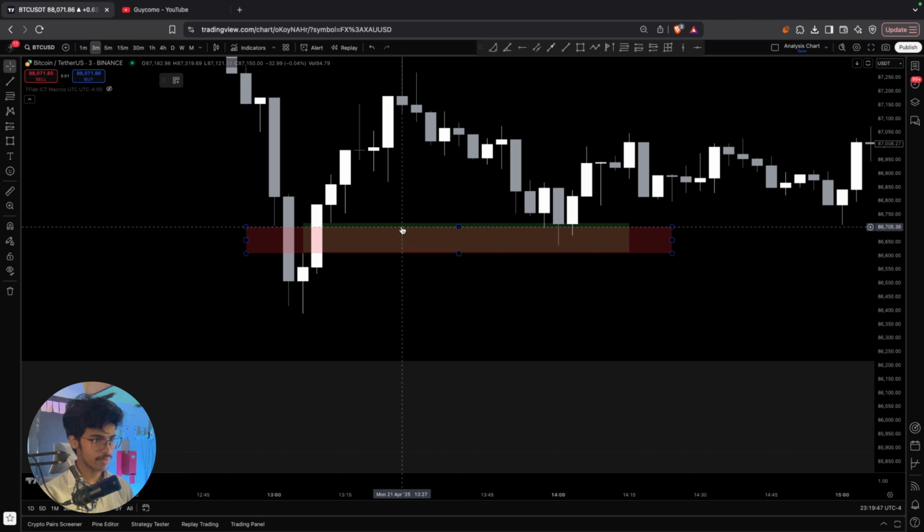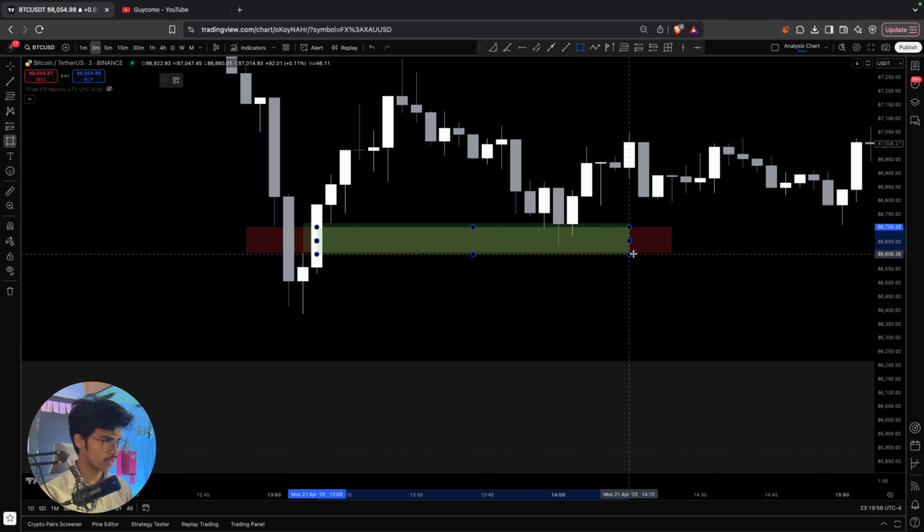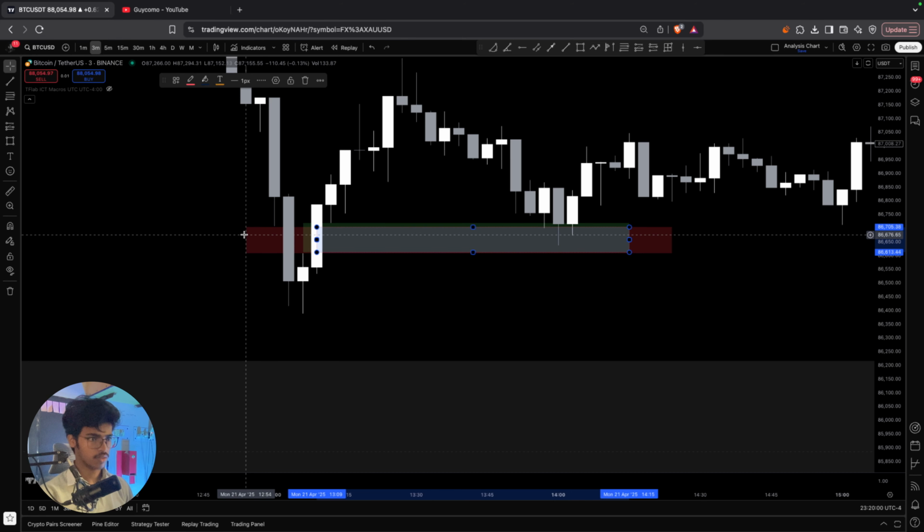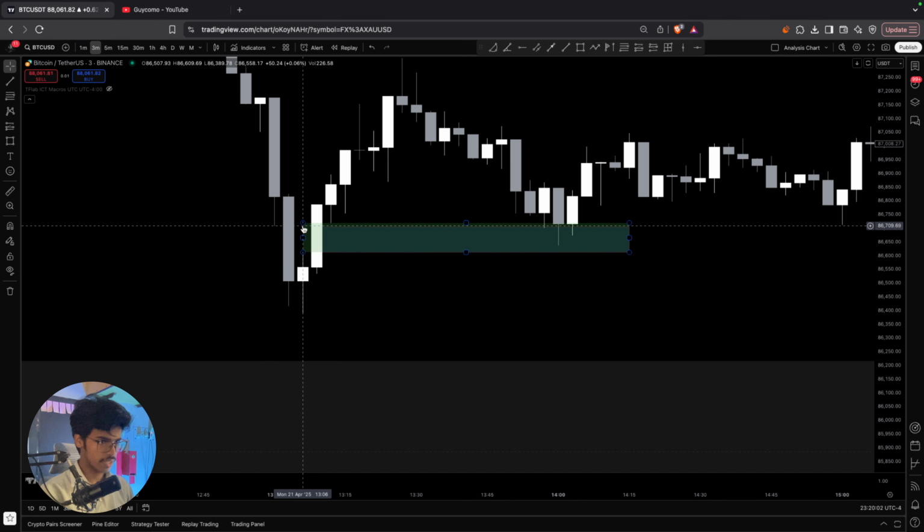Now the common area between them, can you see the common area between them? Tell me. The common area between them is this one. At this zone the price is going to come back and reject, and has a higher chance of getting rejected from that point.